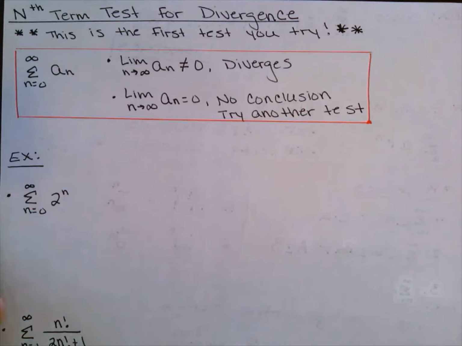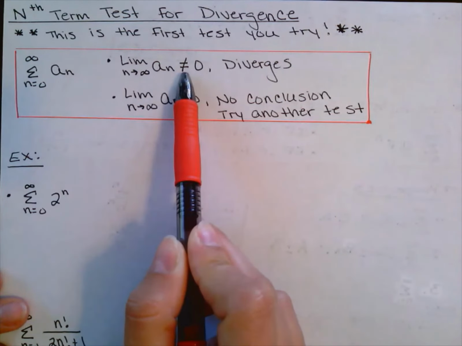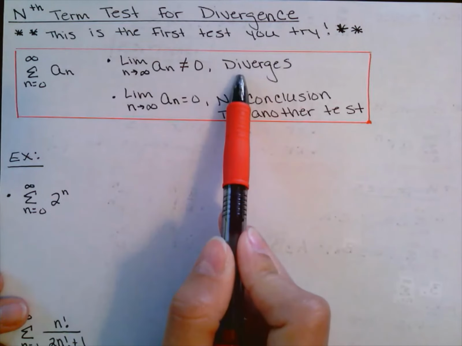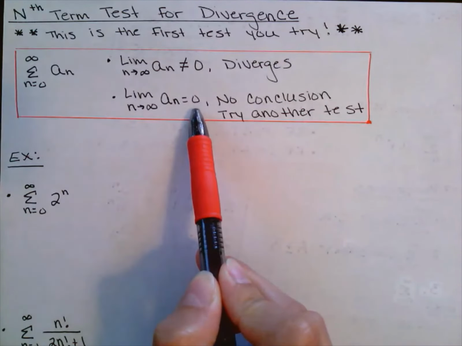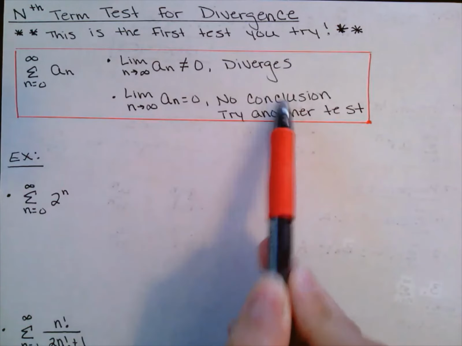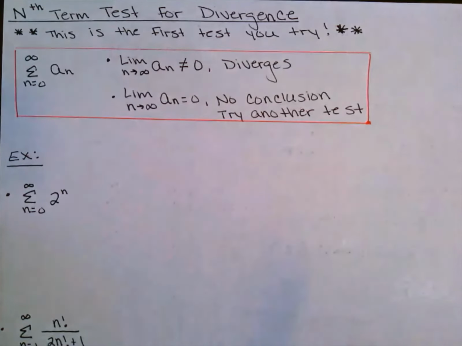And all it says is that if you do the limit to infinity and you get anything other than 0, it diverges. If you get 0 as your answer, you cannot say that it converges. It just means you have no conclusion and you're ready to move on to look through your other tests, okay? So let's check this one out.